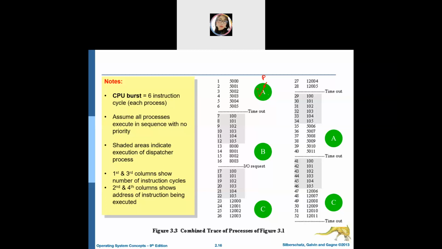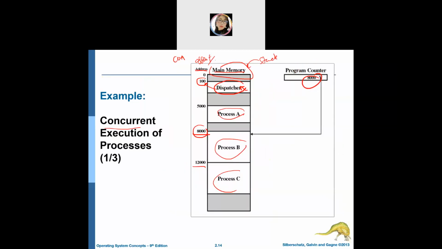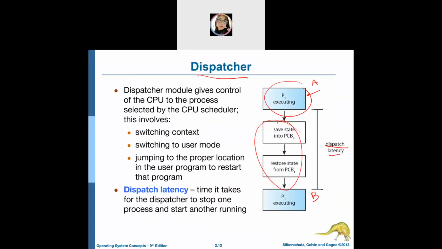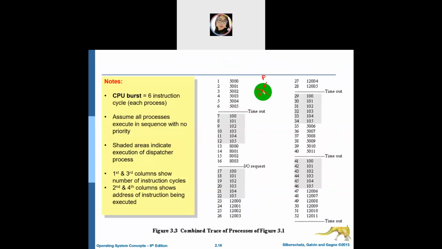Maybe it's handled by the CPU, maybe not, because it is just a simple process. But the one handled by your CPU or your memory here is the dispatcher. You can see here, the dispatcher module gives control of the CPU to the process. That's why your CPU will handle this dispatcher. That's why on this side, we have 6, 6, 6, 6 for the dispatcher process cycle.